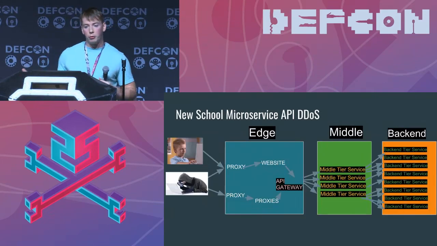So here's a new school microservice API DDoS example. And here's little Jimmy, right, our 90s kid. Here's Jeremy, he's typing with gloves on, right? That's how we all hack, right?